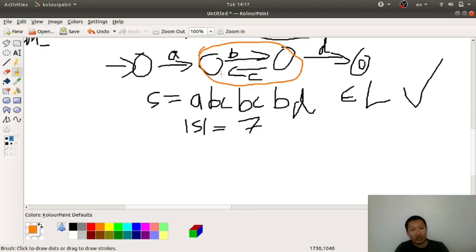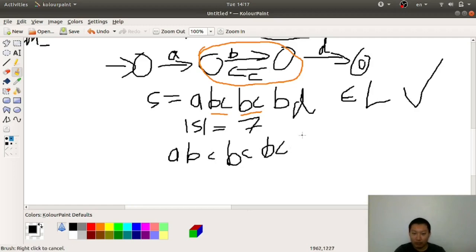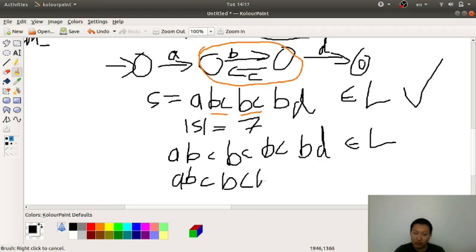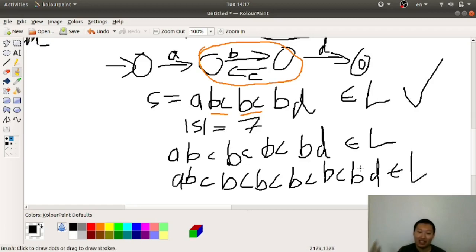And so the logic here is that we can repeat this BC as many times as we want. So, we know that A, B, C, B, C, B, D is a valid string, but we could also have A, B, C, B, C, B, C, B, D, and we know that that would be in our language. We could have A, B, C, B, C, B, C, B, C, B, C, B, D, and that would be in our language. And really, we could repeat B, C as many times as we want.